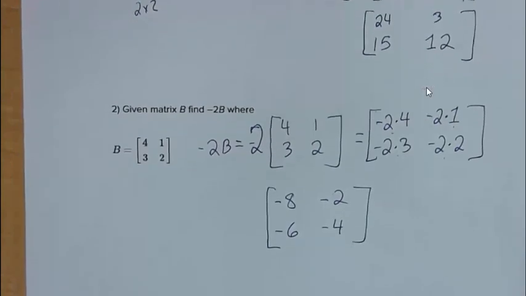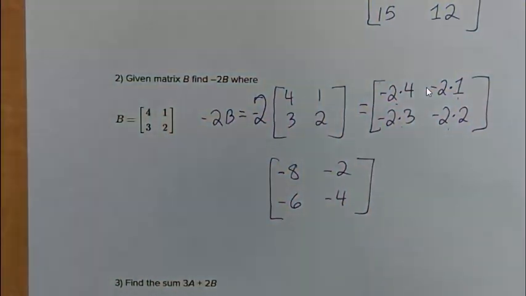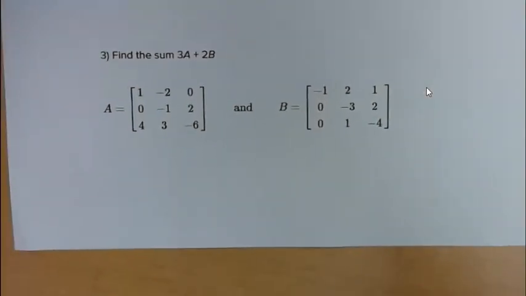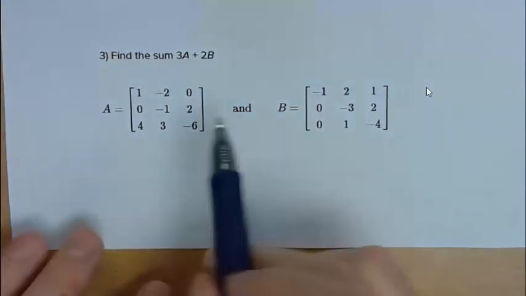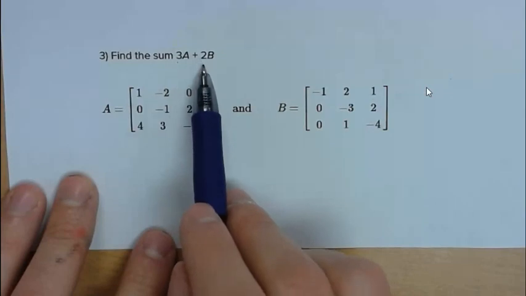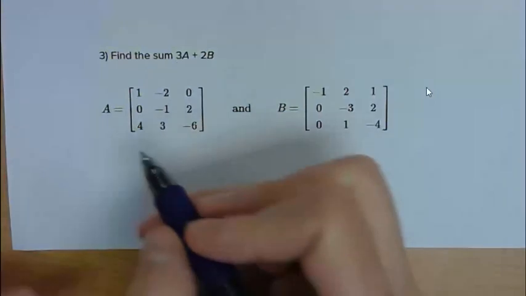Now, scalar multiplication problem number 3 here, we need to do a little bit more work. So we have a new problem where we have 3 is our scalar quantity times A, and we've got to add that to 2 times a scalar quantity of B. And so we need to use what we learned about yesterday in our last video to add them together as our last step. But first, we need to do 3 times A and 2 times B. So let's do that first.